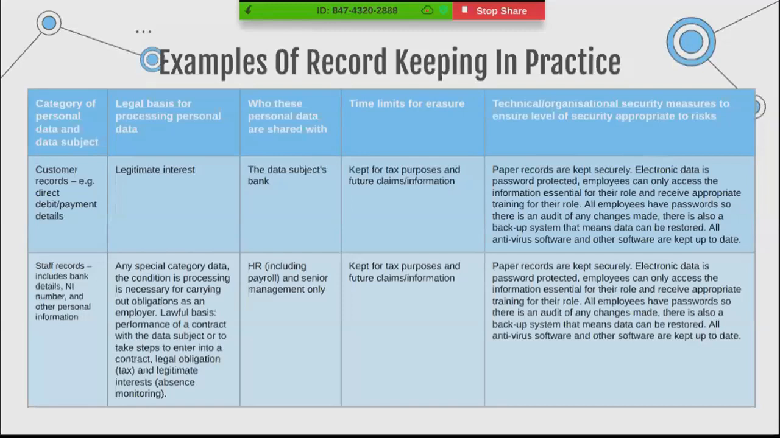And again, this needs to be kept for purposes of tax, purposes of future claims and information. So potentially if there was some kind of tribunal or some kind of legal issue later down the line, then we need to make sure that these records are kept for a period of time that allows us to look back at that information if necessary. And in terms of security, the same criteria apply in terms of how paper records are stored and how electronic data is password protected, etc. So all of those security measures apply to each and every type of data that we keep about patients, staff, or everyone.